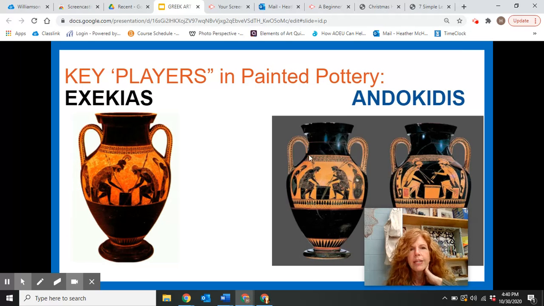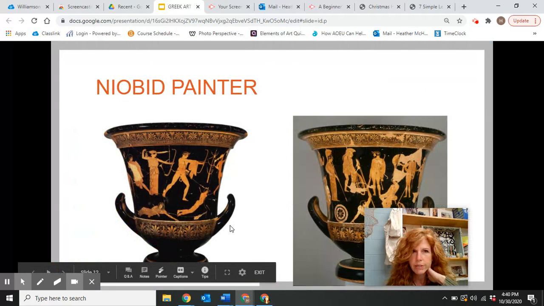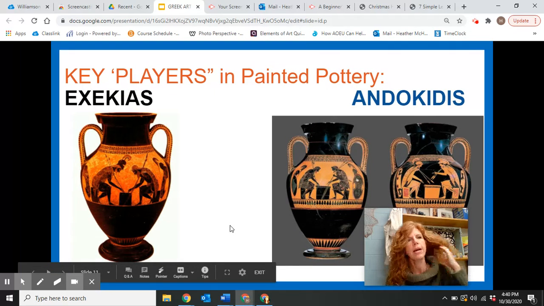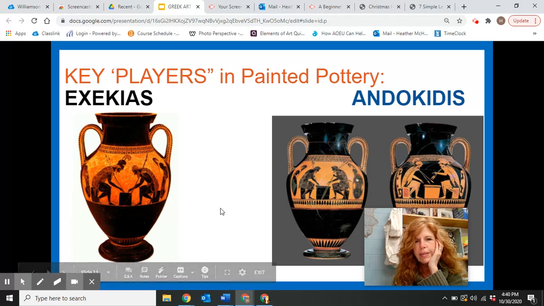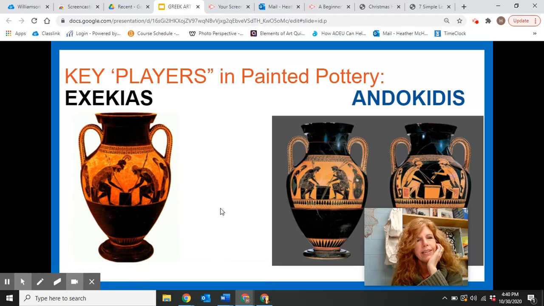All right, some people that you need to know when it comes to vase painting. Oops, skipped ahead. You've got Exekias. Exekias was known as the master of black figure painting. And Exekias, he was masterful. He signed his name on his pottery, which I think is really cool. For the first time ever, we're seeing signed artwork.